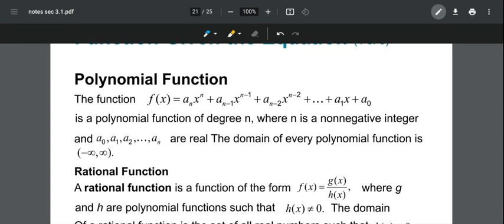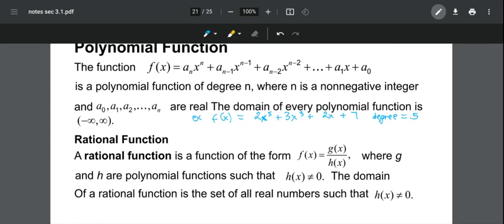So an example of a polynomial function. The example will be f of x equal to x to the power of 5 plus 3x to the third power plus 2x plus 7. That's an example. So like you see, this is a polynomial function because our variable x has the highest exponent 5, which means a power greater than 1. And the degree of a polynomial function is always the highest exponent of your variable. So in this case, this is a polynomial function, and the degree of this function is equal to 5, which is the highest exponent.